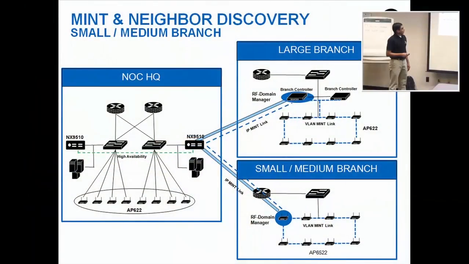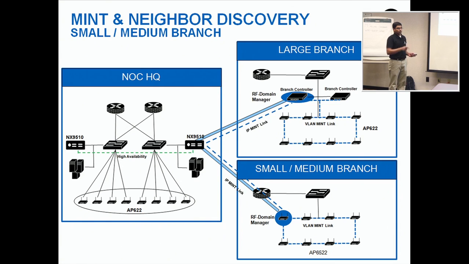Okay, so let's look at how a small medium branch deployment would look. Very similar. I mean, there's absolutely no difference in the way, from an architecture perspective, compared to the large branch, but just that in this case, it would be one of the APs that picks up the role of the RF domain manager, right? And then as you can see, he's the only one that maintains the mint link back to the NX9510, okay?